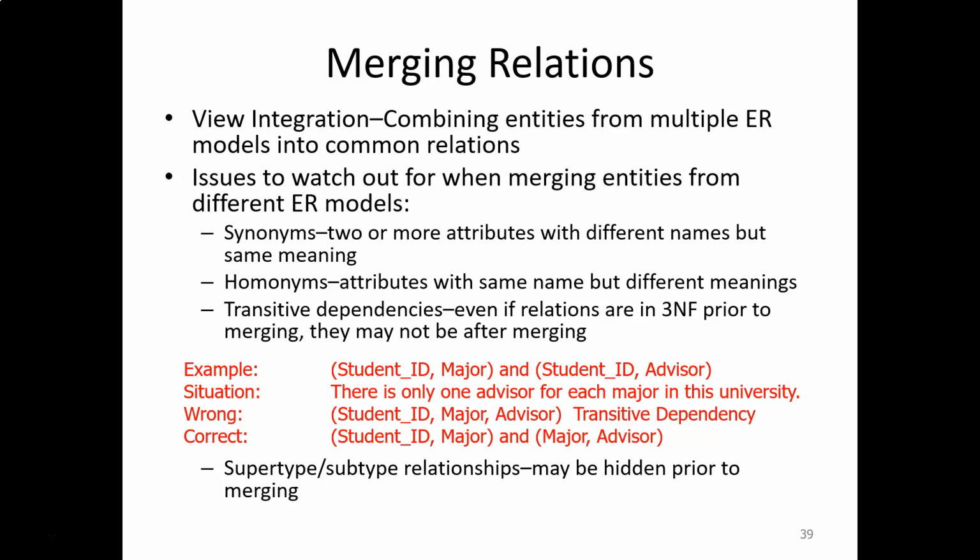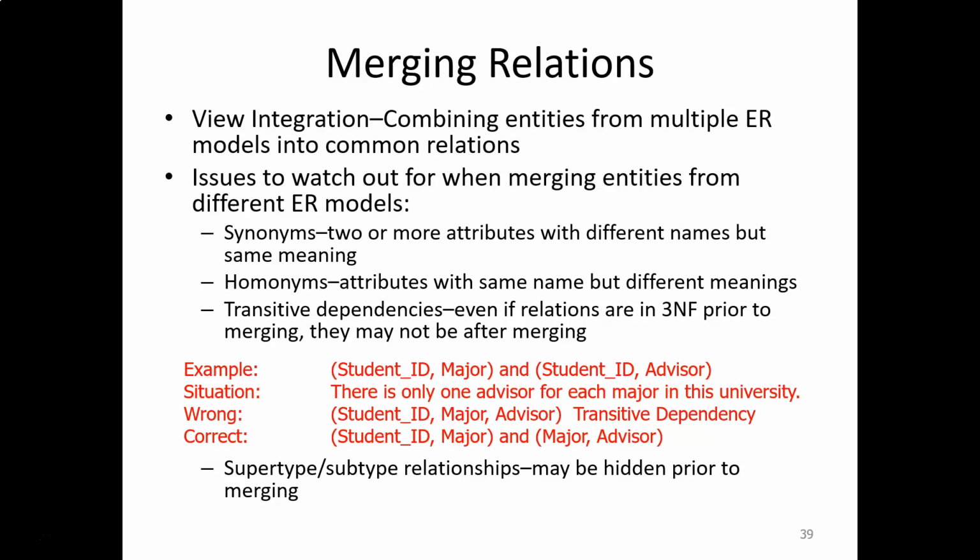The first situation in which you need to merge the relation is called view integration. When you create different views for different users, when you put them together, you probably need to merge some of these views into relations. There are a number of issues you need to look out for when you merge relations. The first one is synonym. You may have 2 or more attributes with different names but the same meaning.